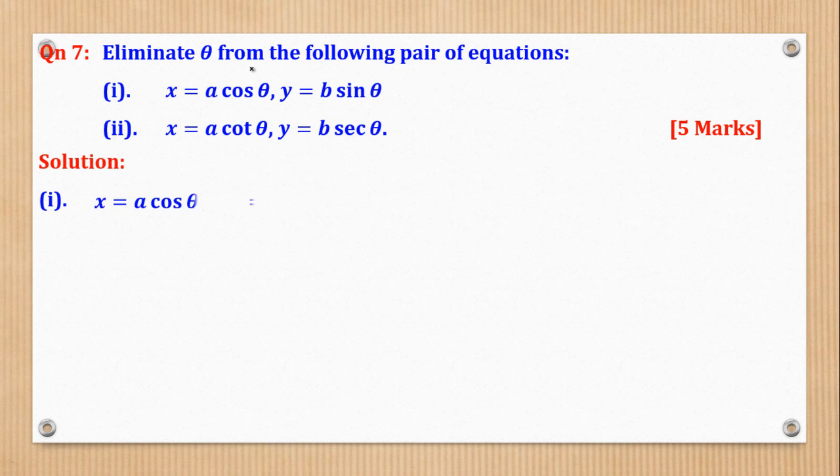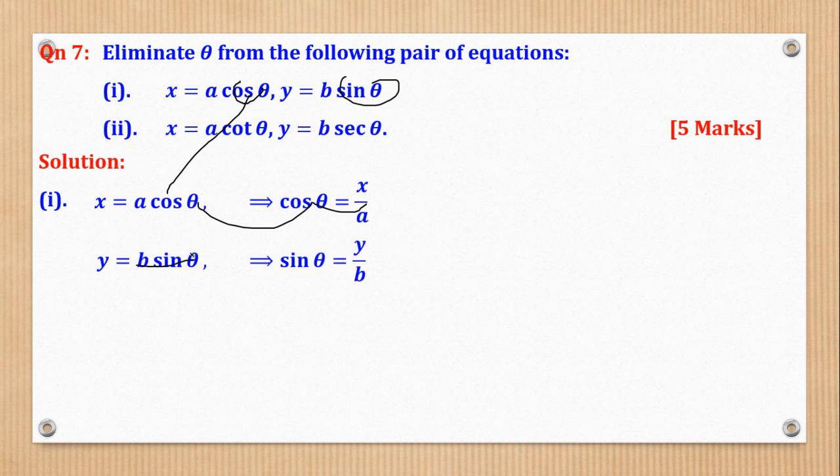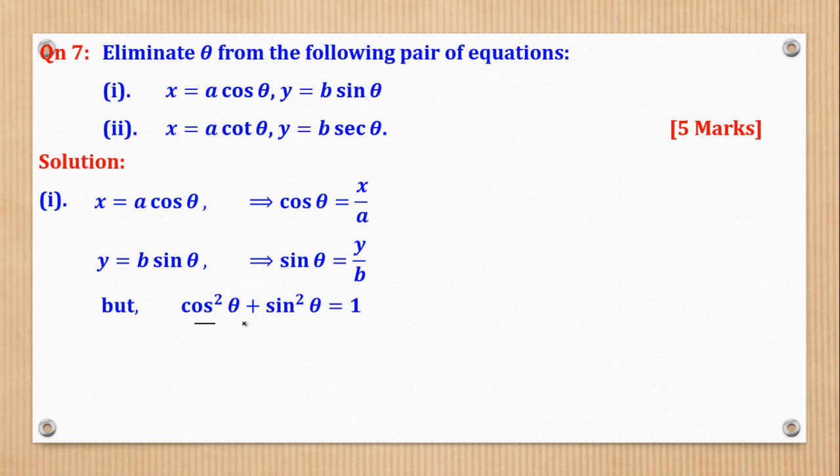So first of all is to make these trig ratios the subject. So here, from this, cos theta is equal to x over a. From this, sin theta is equal to y over b. Then I remember the trig identity that cos squared theta plus sin squared theta is equal to 1. Then I'll substitute and multiply by the LCM. And that's what they wanted.